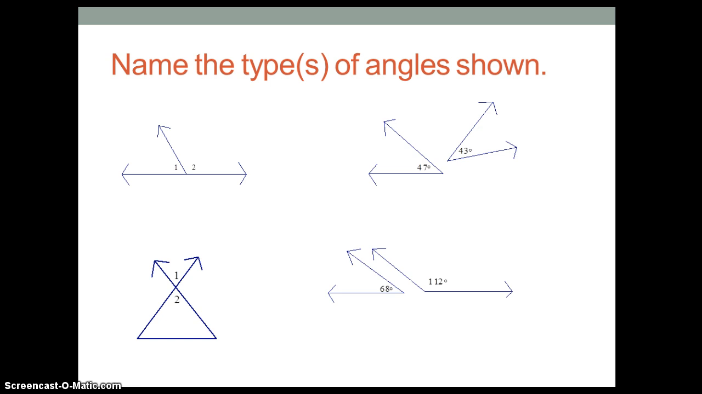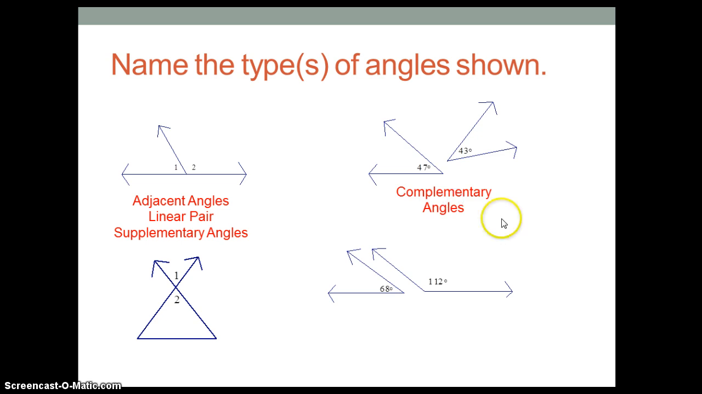So let's look at example 1. We have 2 angles that form a straight line, which means it's going to be a supplementary angle, it's going to be a linear pair, and it's also going to be adjacent because they share one side. If we go to number 2, 47 and 43 add to 90, so we have complementary angles. They're not touching, so they're not adjacent.